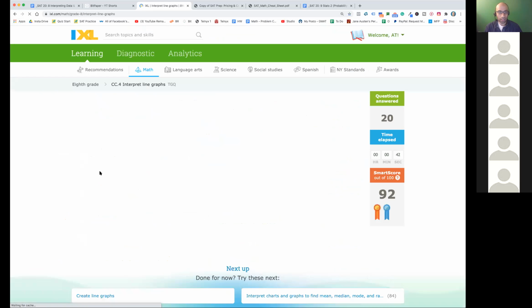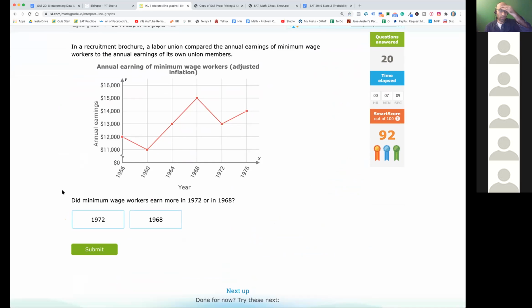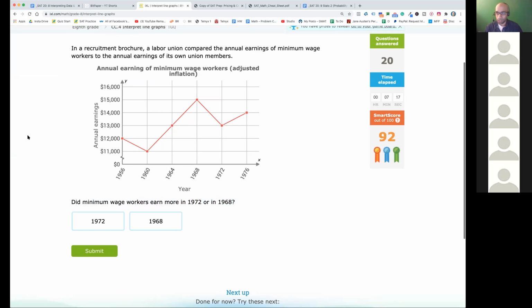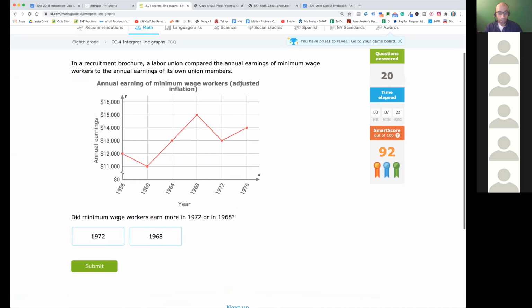Line graphs. Literally, questions are going to be as easy as this on some of the SAT questions. Did minimum wage workers earn more in 72 or 68? Super easy, right? I'm just waiting for one person to answer it, and there you go. So they earned more in 68, right?